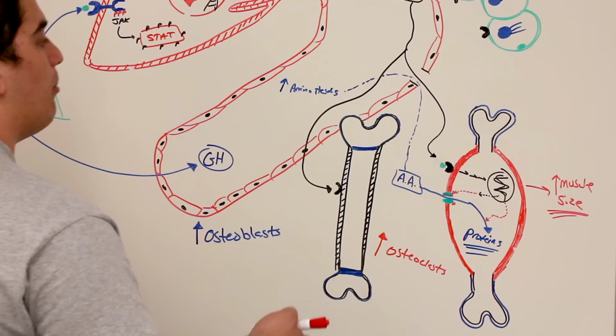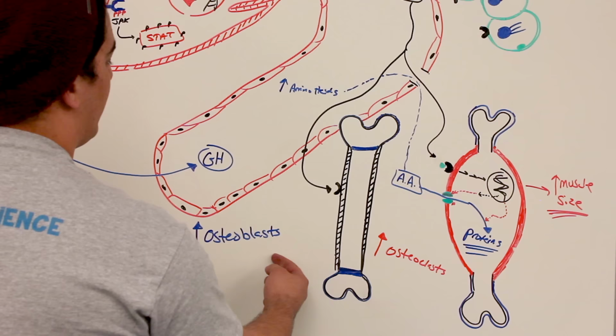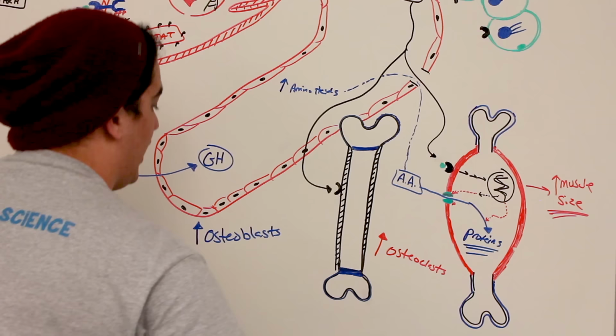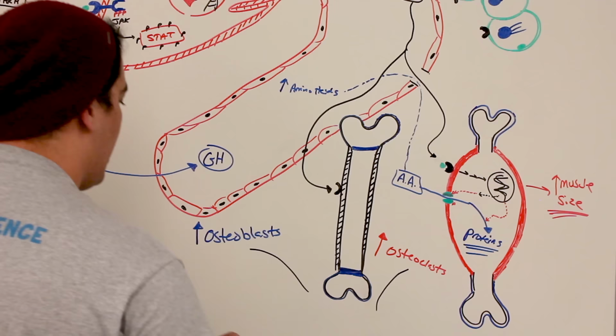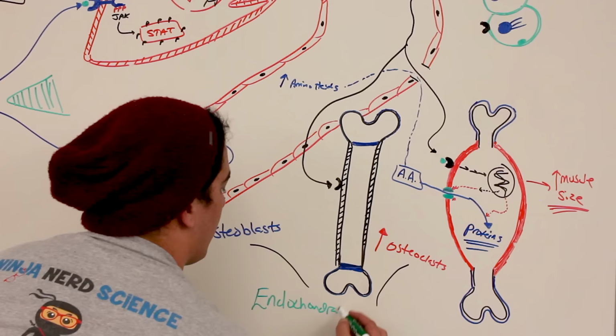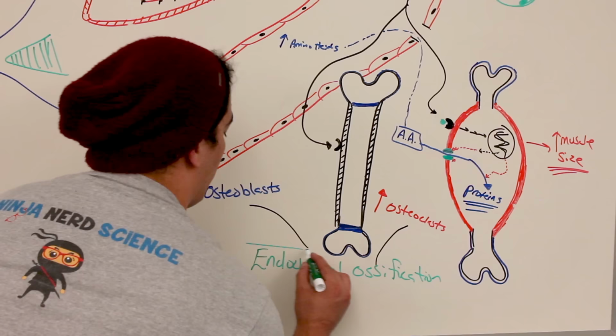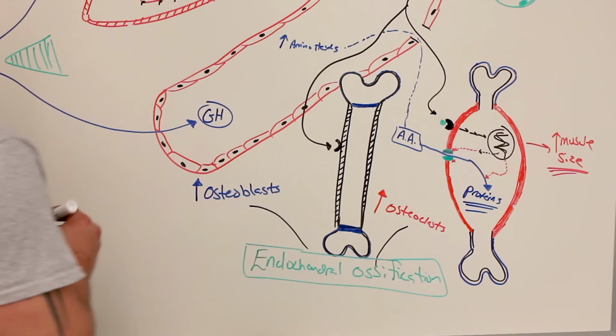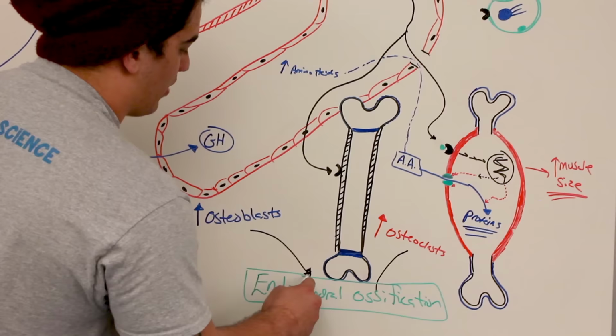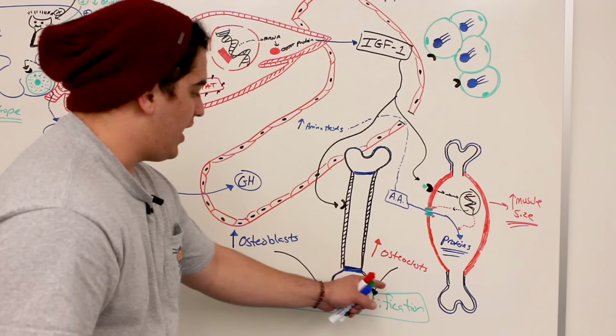But we could actually even be more specific within the bone. Not only does it increase osteoblastic activity and increase osteoclastic activity, it plays a very, very important role with what's called endochondral ossification. Okay, so it plays a very, very important role with endochondral ossification. So one of the things that you're going to see out of this is an increase in the bone mass, right? So the bone's going to be a little bit thicker. It's going to be bigger. You're going to have this increased endochondral ossification process.